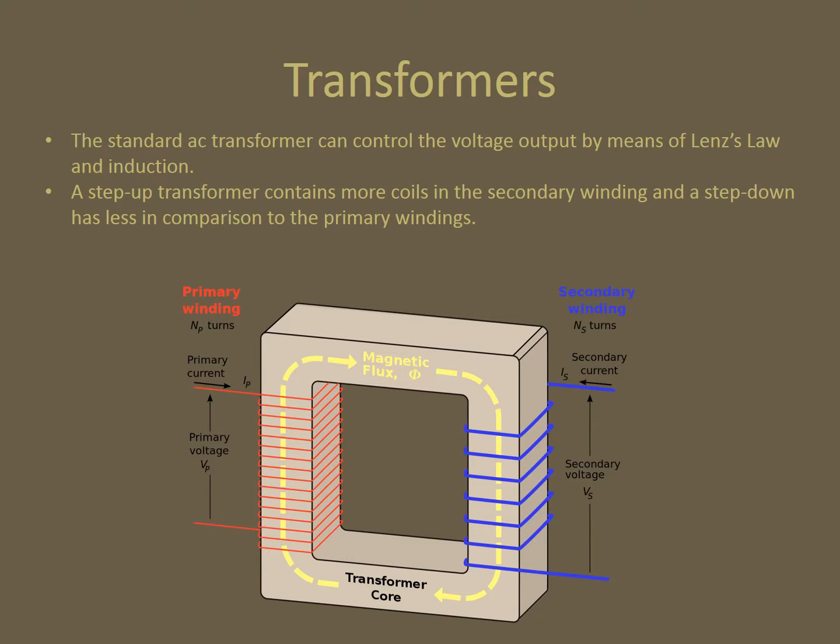Transformers only work for alternating currents, as by Lenz's law and the laws of induction. This is a little off topic, so we won't venture into it too much, but essentially a step-down transformer has less coils in the secondary winding and a step-up has more.